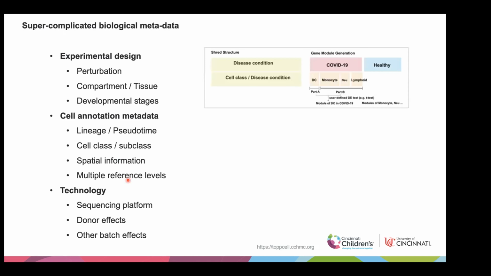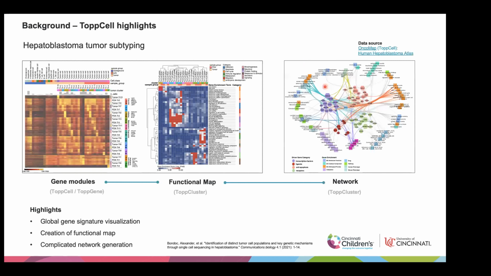And this is an example of annotation that we have in a very normal COVID-19 dataset, which includes the disease condition like healthy and COVID-19, as well as lineage, lymphoid and myeloid cells, and the cell class. And with those levels of metadata, we can use ToppCell to analyze the signatures in each level. And this is another example that we apply ToppCell to.